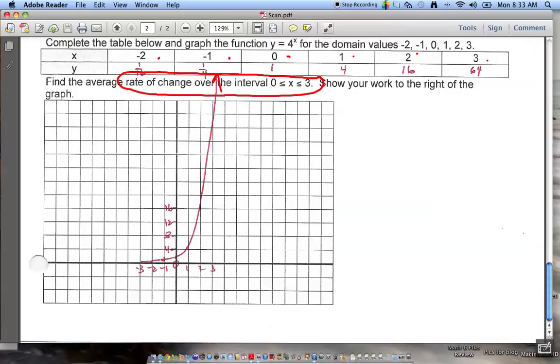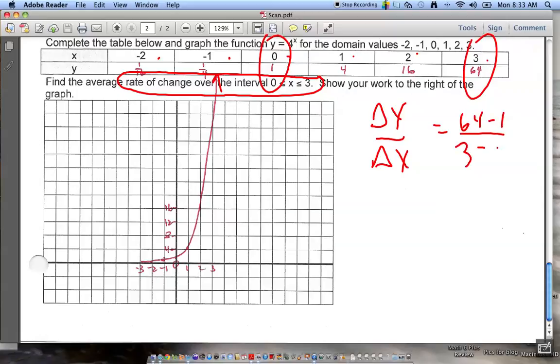What does average rate of change mean again? Change in y over change in x. Right, slope, change in y over change in x. So it wants the interval from 0 to 3. So I'm going to do 64 minus 1 over 3 minus 0, which is 63 over 3, which is, simplified, 21.